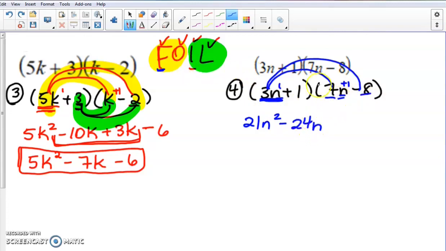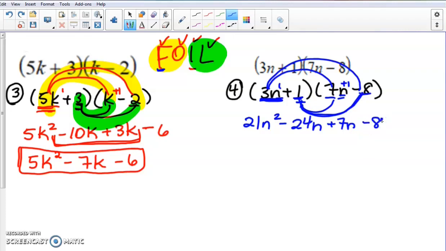Now we move on to the inside. So that distributes now our 1. So 1 times 7n is going to be positive 7n. Because 1 times 7 is 7, keep the n with it. And our last term is 1 and negative 8. So 1 times negative 8 is going to be negative 8.